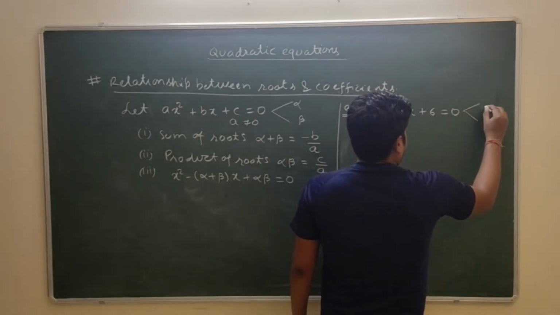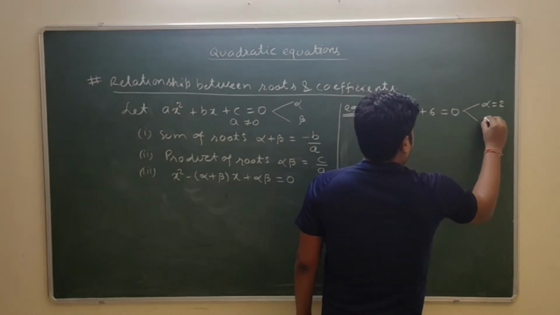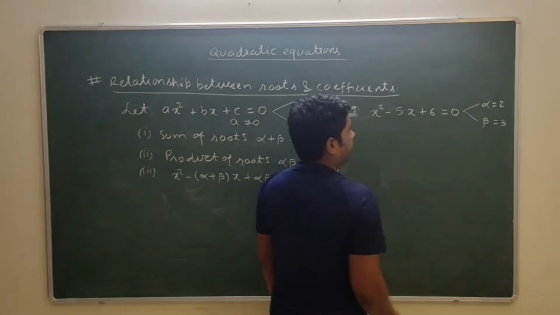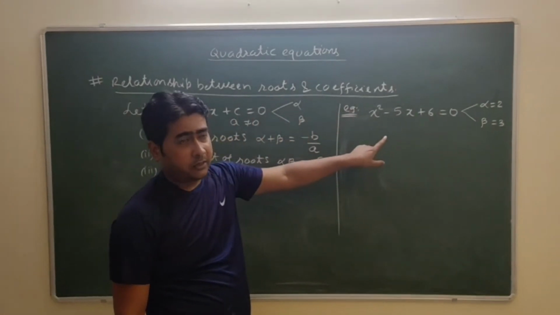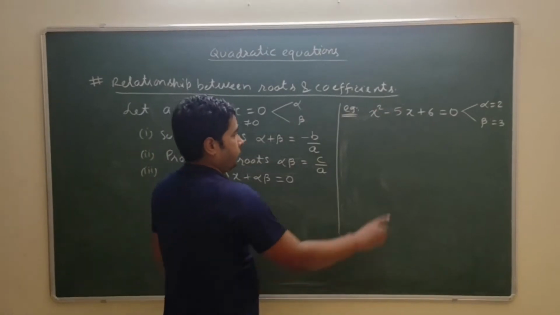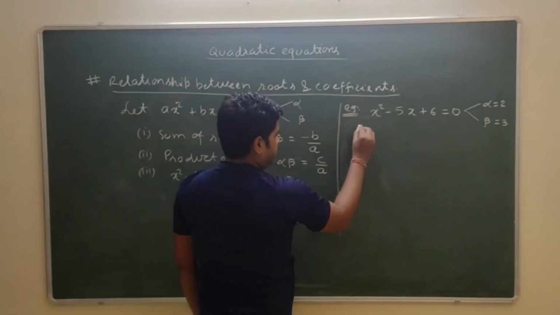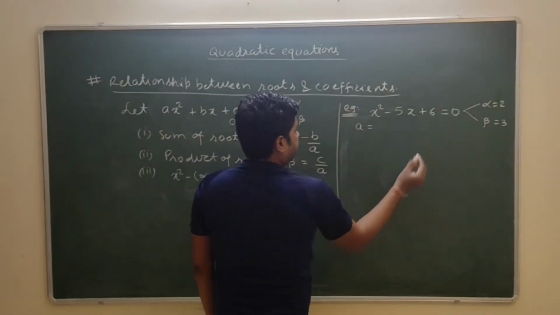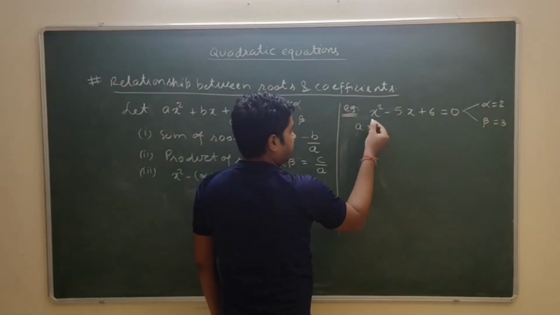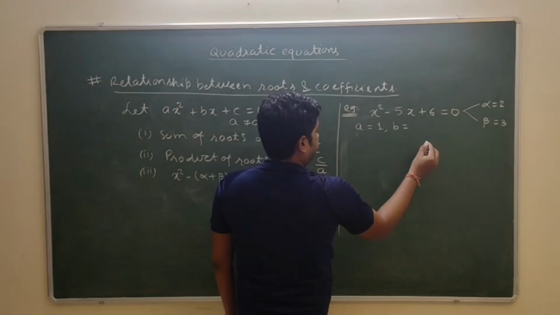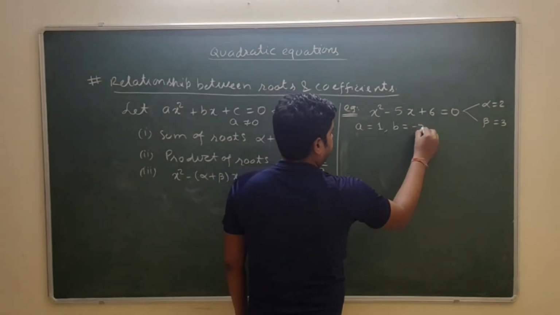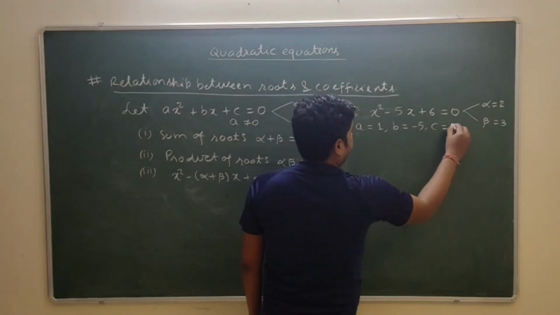For this equation, alpha will be 2 and beta will be 3. These two are the roots of this equation. 2 and 3 will satisfy this equation; you can check that. So alpha and beta are with us. For this equation, the leading coefficient, that is the coefficient of x square, a, is 1. The coefficient of x, which is b, is equal to -5, and c is equal to 6.